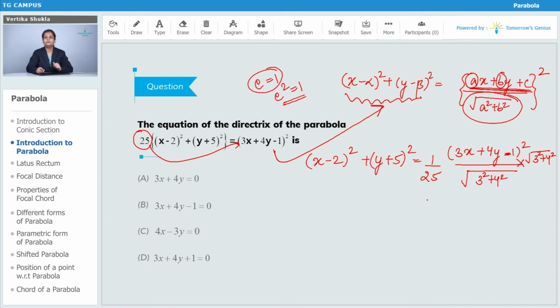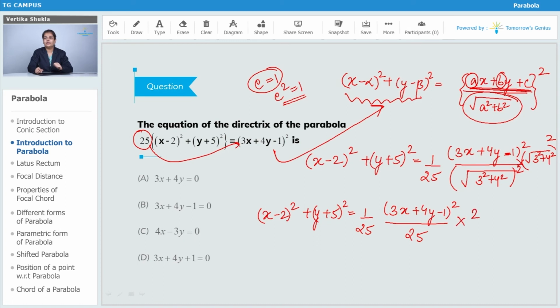So this will become, and also whole square of this. So this will give me (x minus 2) whole square plus (y plus 5) whole square is equal to 1 by 25 into (3x plus 4y minus 1) whole square divided by, 3 square plus 4 square will give me root 25. Root 25 whole square will give me 25 into 25. So this will cancel this out and you will get the general equation of a parabola.